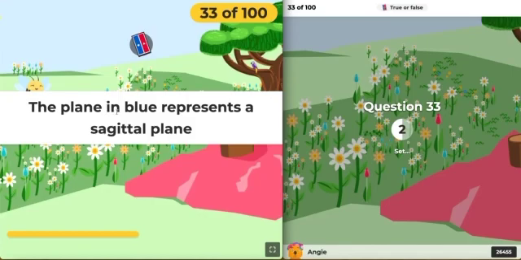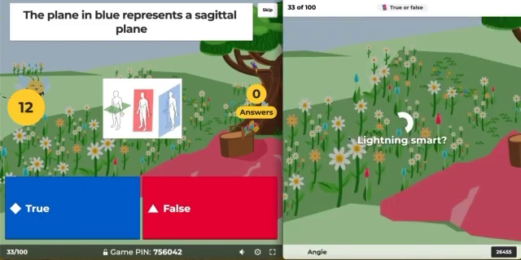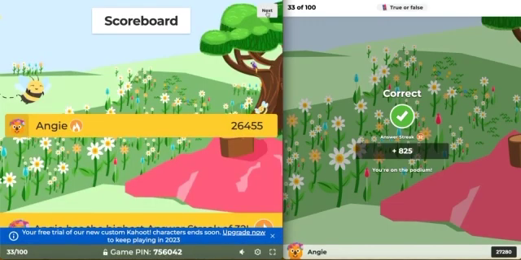So, true or false? The plane in blue represents the sagittal plane. The plane in blue is separating this organism into left and right halves, and that's true. The sagittal plane separates an organism or an object into left and right equal halves. You could get more specific and say mid-sagittal. There are all different types of terms, but in this question they were just saying sagittal plane, and in regard to that it is correct.